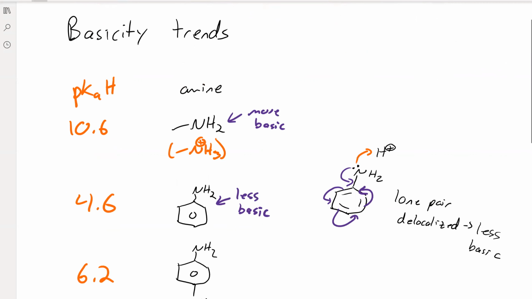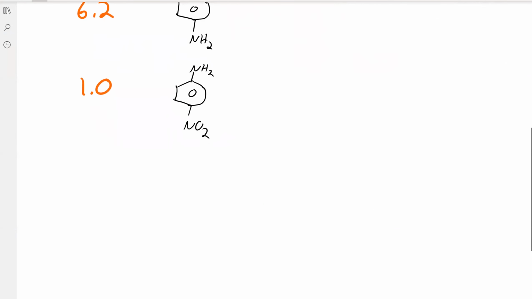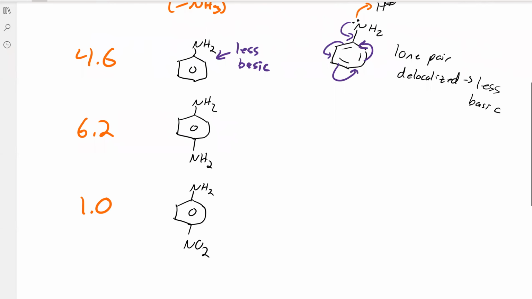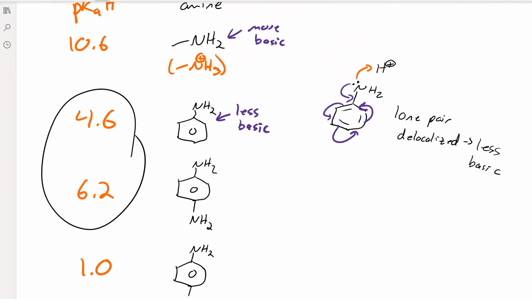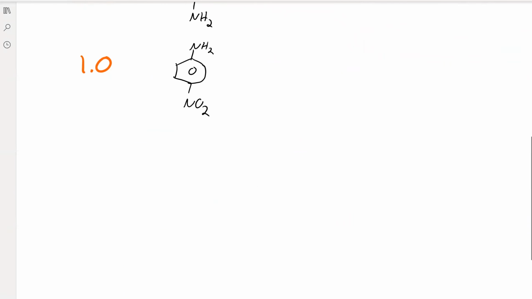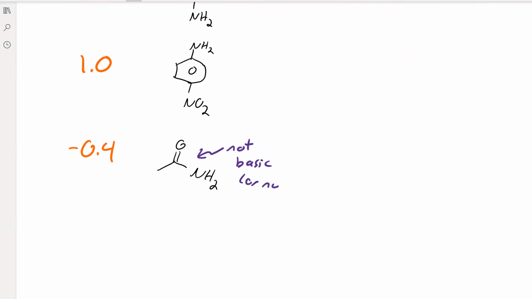And then the final thing to note is that amines and amides are not the same, right? So we can see that amines are generally pretty basic, right around 10. Even aniline is somewhat basic, around, kind of 4-ish. This nitroaniline, not very basic at all. But amides themselves are just not basic. Its pKa-H is negative 0.4. And so this is just not basic, or nucleophilic for that matter.